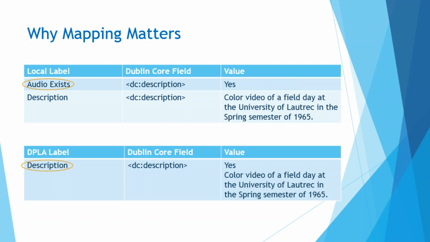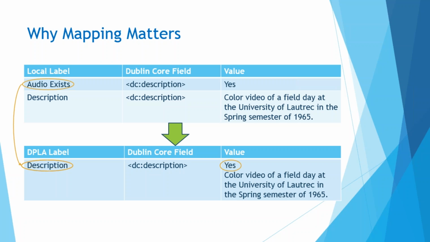But when audio exists is mapped to DC description and DPLA harvests that, the meaning of yes is lost, because yes no longer has the local label of audio exists to give it a context. Additionally, all fields mapped to a single QDC or qualified Dublin Core field will be seen as a single field in DPLA. So you'll see in the bottom half that yes and color video of field day at the University of Lautrec in spring semester of 1965 are all in the same DPLA field.